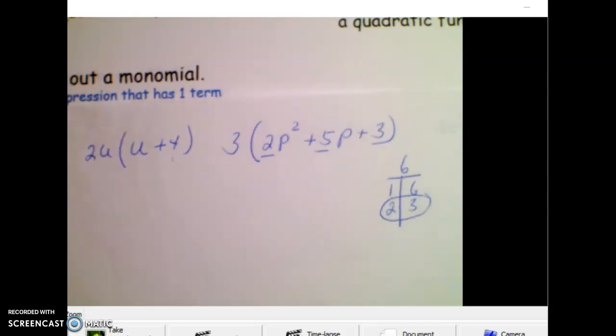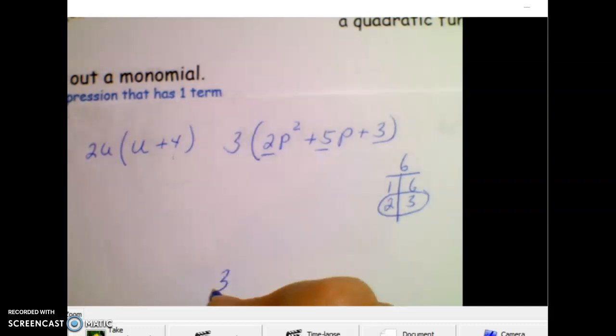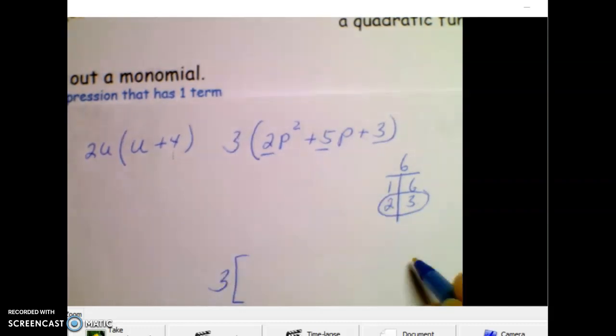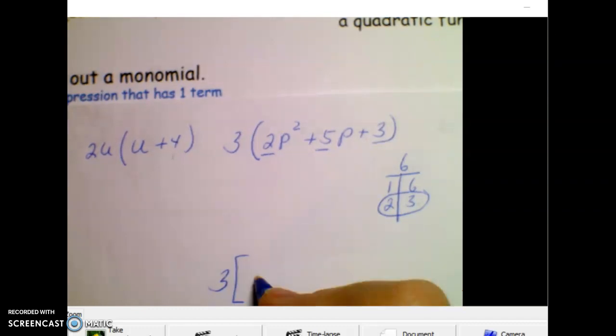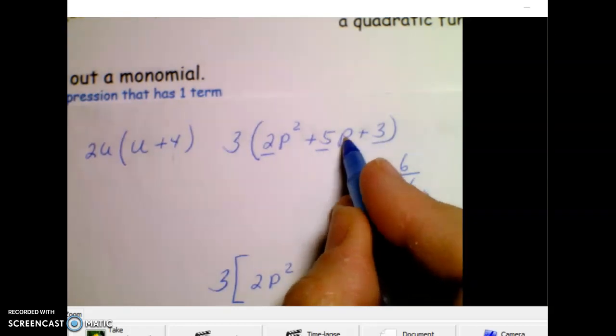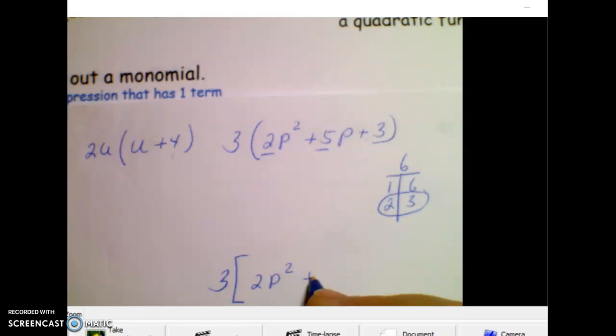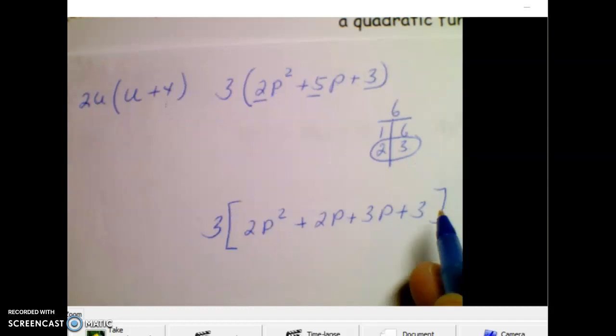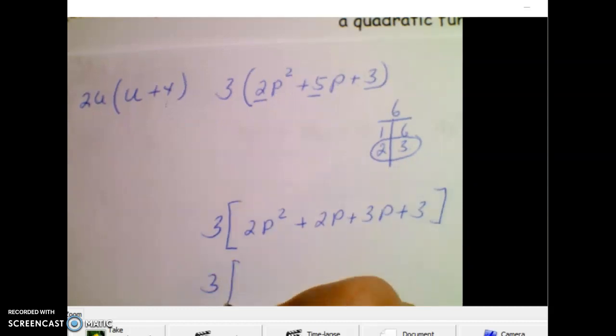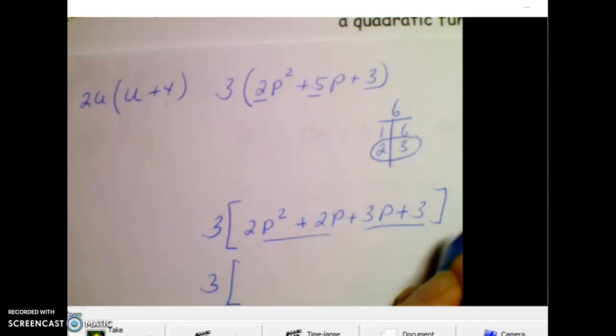Okay, so let's come down here. I'm going to bring down my 3, and I'm just going to put brackets around this whole thing so that I separate it. And I'm going to write my 2p squared, and I'm going to replace this 5p with 2p plus 3p. And I still have plus 3. Okay, so I'm going to do some grouping inside here. I still have my 3 on the outside. Let's put this bracket there to separate it. And I'm going to group these two, and I'm going to group these two.